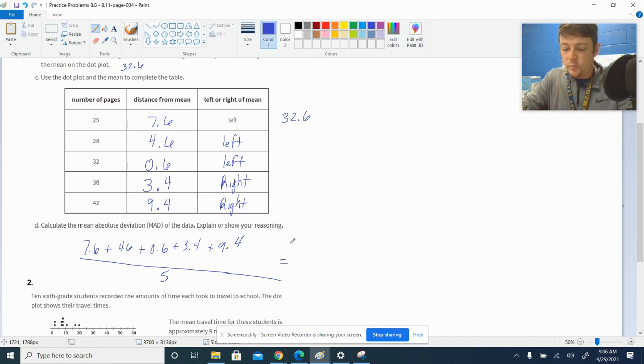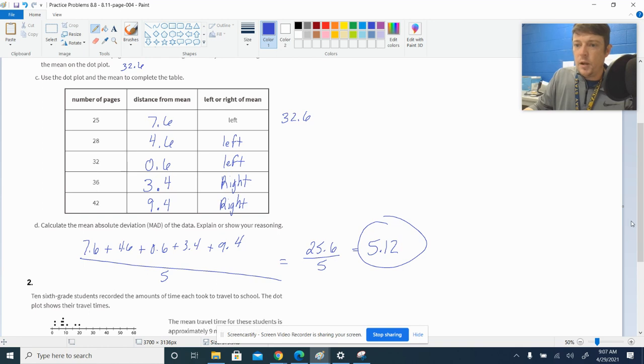All right, so let's do that. 7.6 plus 4.6 plus 0.6 plus 3.4 plus 9.4. That comes out to be 25.6. And we're going to divide that by 5. And that gives us 5.12. So I've got a MAD of 5.12 for this particular problem.